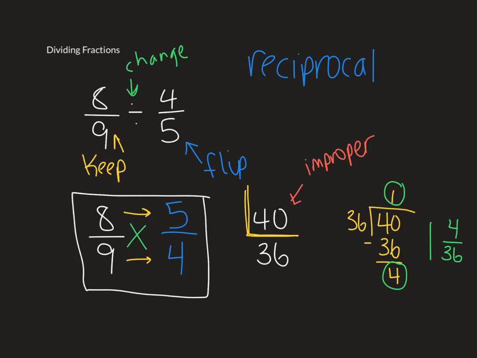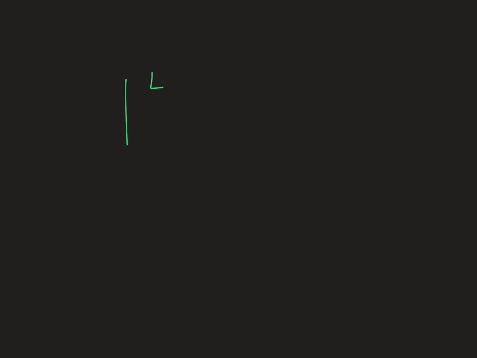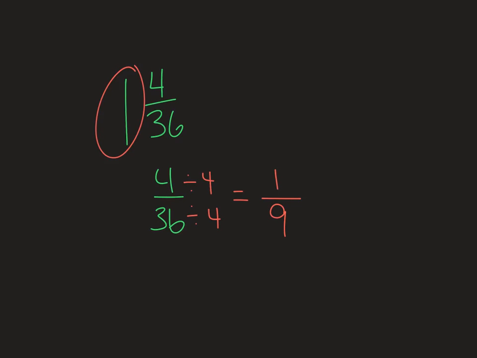Now again, 1 and 4/36, technically correct. However, I can put it into lowest terms. So I have 1 and 4/36. I can reduce 4/36 by dividing by the GCF, which is 4. And that gives me 1/9. My whole number always stays the same. That does not change. So my final answer is 1 and 1/9.